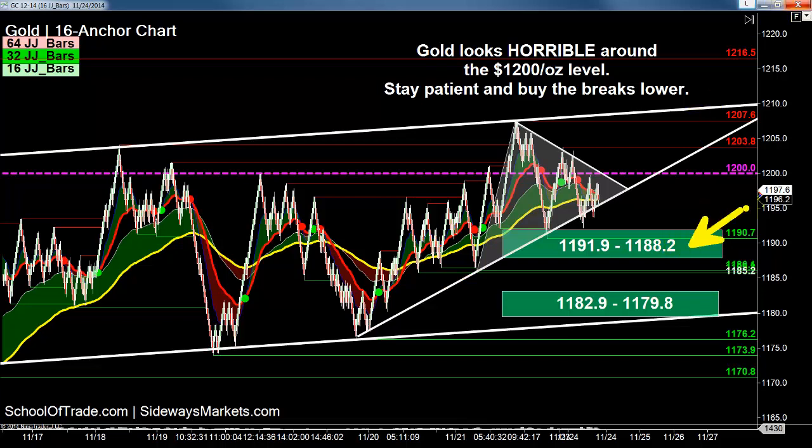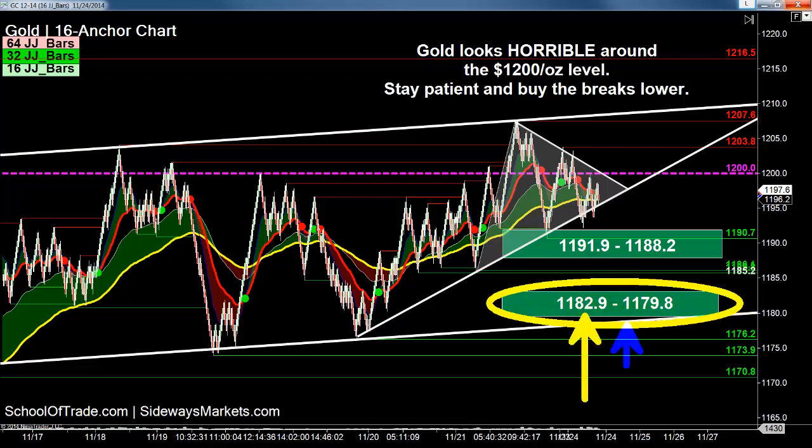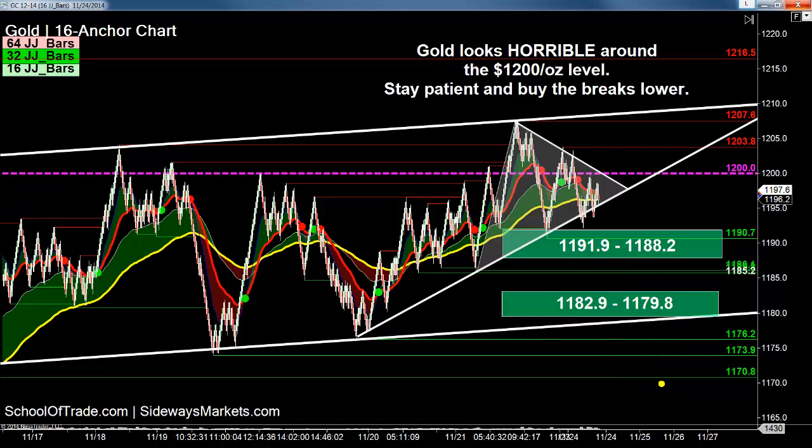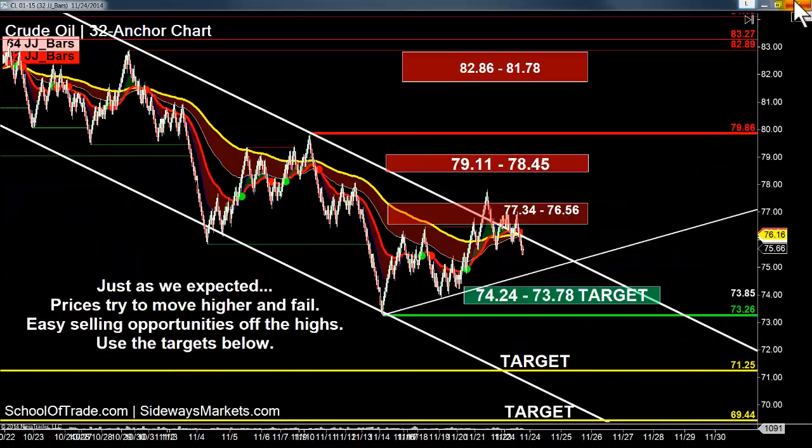I've got 91.9 to 88.2, and I got 82.9 to 79.8. If I was a buyer here on gold, I am drooling over this 1182.9 to 1179.8. That's my area right there. When we start to slop and chop around this 1200, what you want to remember is that, yeah, we'll be able to buy this area here, but think about the reward. Do I have a bigger reward buying the first zone or buying the second zone? Where do I get the most bang for the buck?